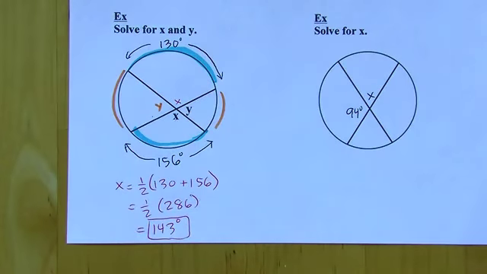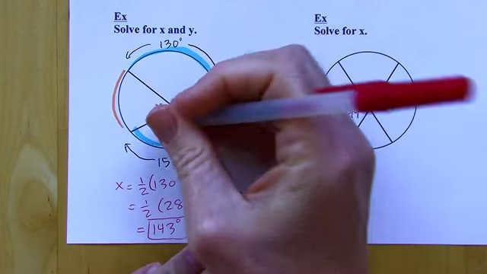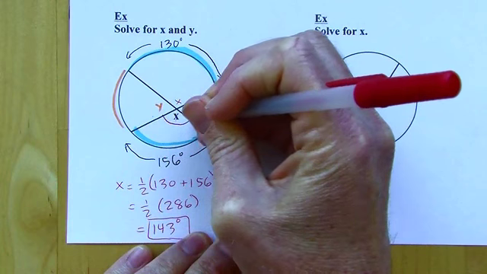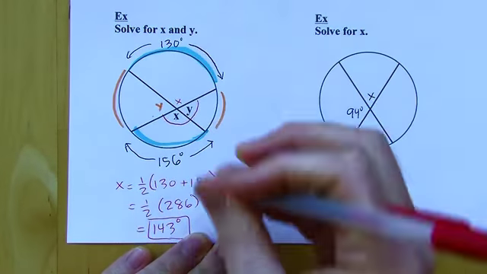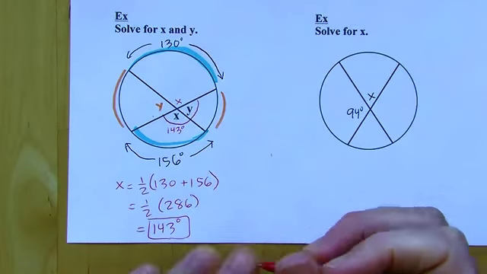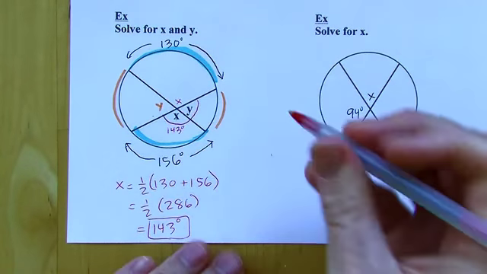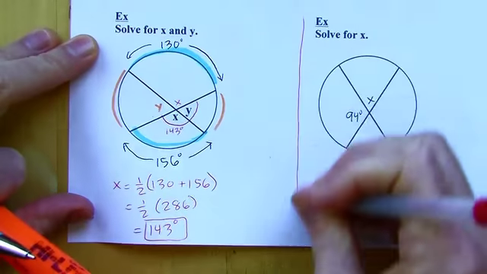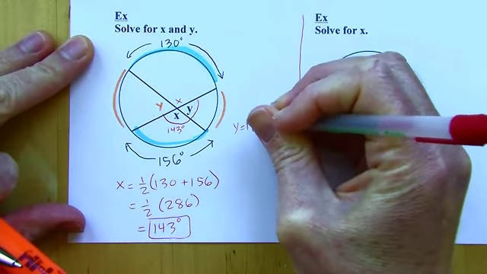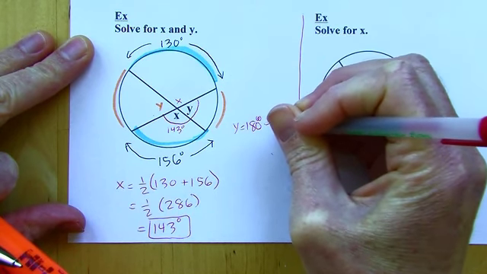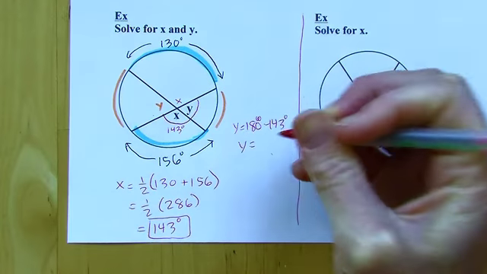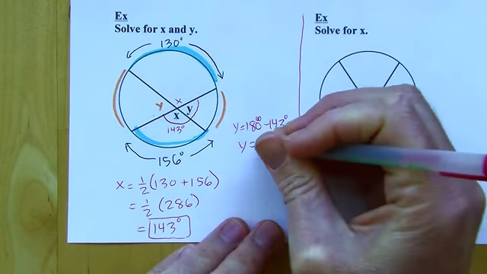So you could do it that way, but honestly what I would do here, we've got x and y form a linear pair, so they're going to be supplementary. So once I have one of them, it's pretty easy to find the other one. So y is going to be 180 minus 43, and that's going to come out to 37 degrees.